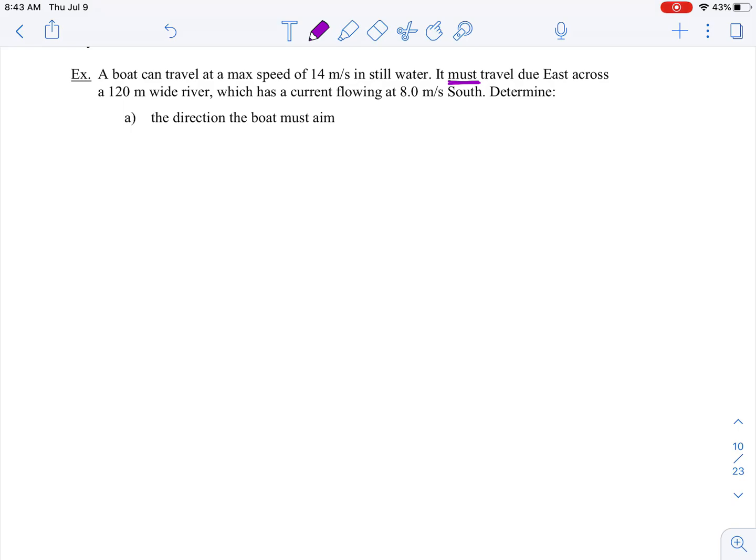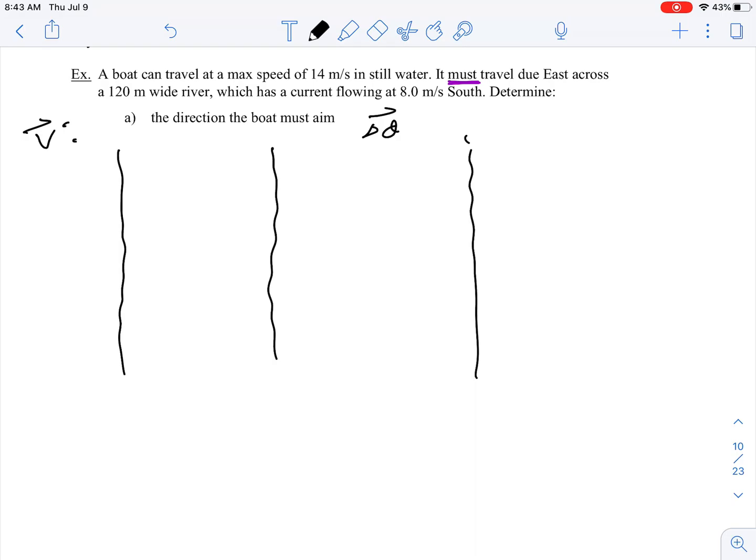So here we have a boat, given it's 14 meters per second in still water, but it has to travel east across this river, and the current of the river is flowing south. So once again, like the previous question, we're going to draw two diagrams. If the current's going south, the banks are vertical. There's our velocity diagram. And then we're going to do the same thing for displacement. Banks are vertical, and the current is going towards the south.